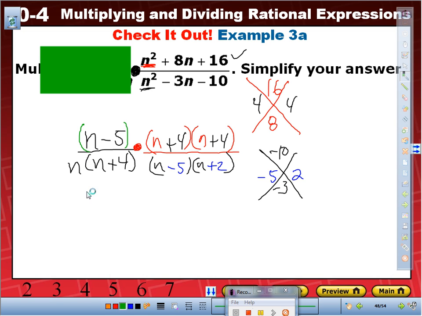Yes. Because they're not the same. I know, but not the 4. They have to be exactly the same.